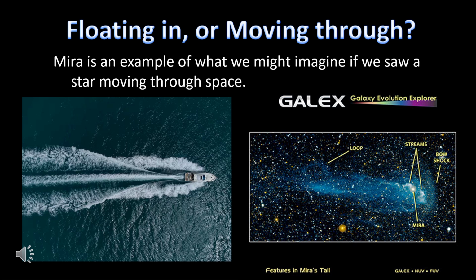In contrast to Mira, our star, the Sun, is moving at a similar speed to Mira. Our Sun is orbiting in our galaxy in the same direction as all our other surrounding stars. Our star does not have a bow shock, streams, a tail, or turbulence off the side. Yet Mira, which is moving at a similar speed to our star in the galaxy, is not moving with its other surrounding stars.